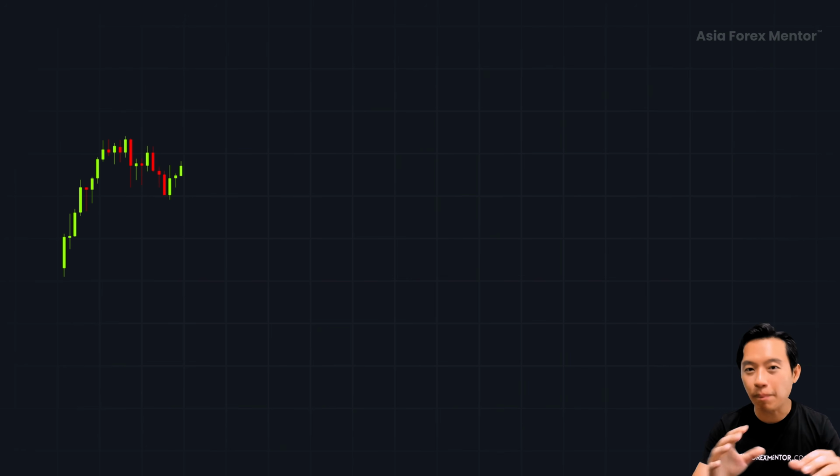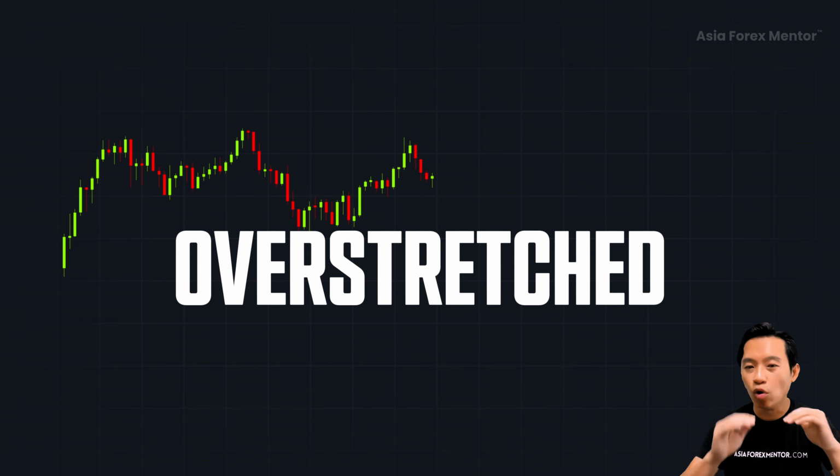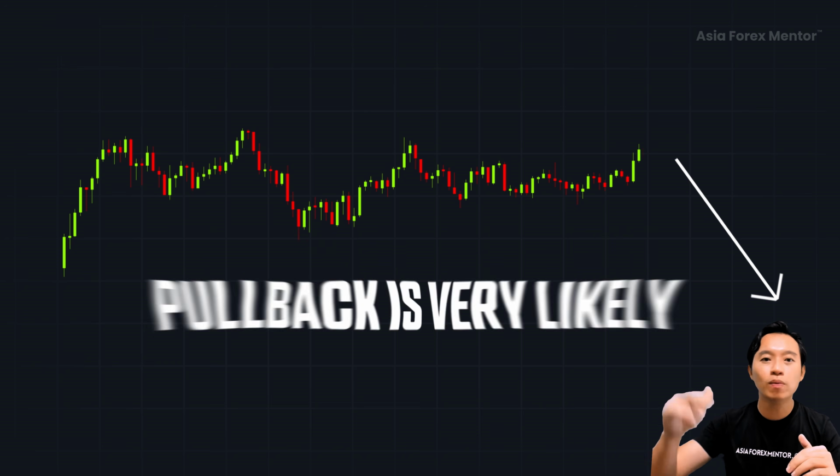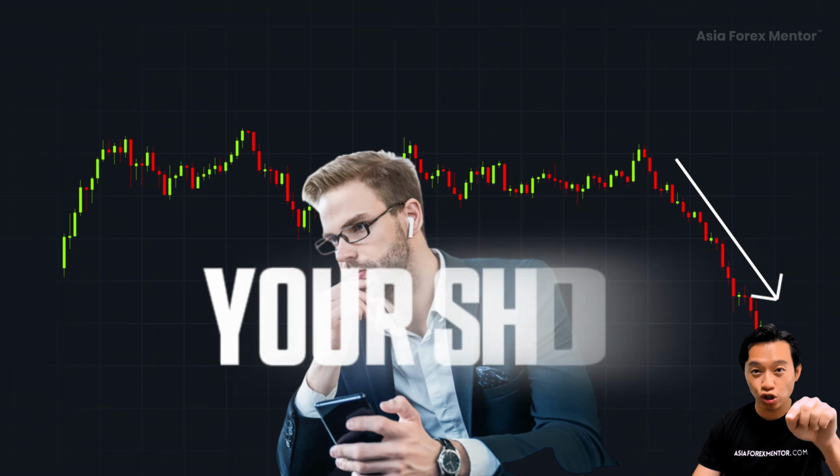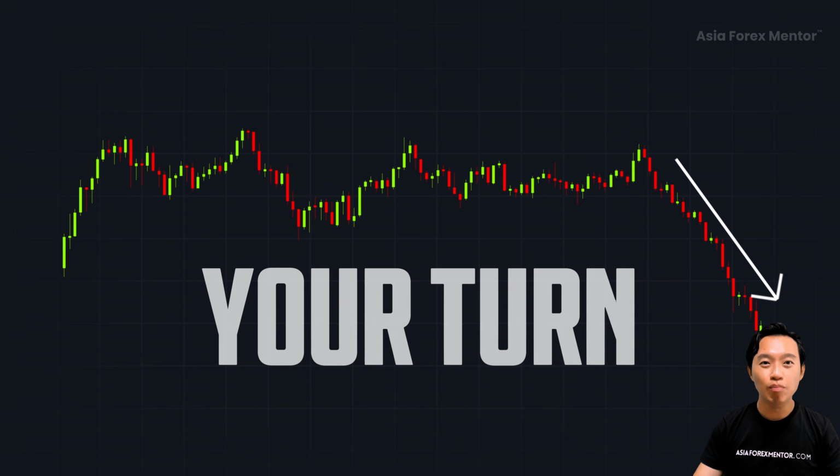So at this point, the price is now overstretched. Momentum is slowing down and a pullback is very likely. So if you're watching closely, this is now your shot, your turn, right? To catch this move back upwards.